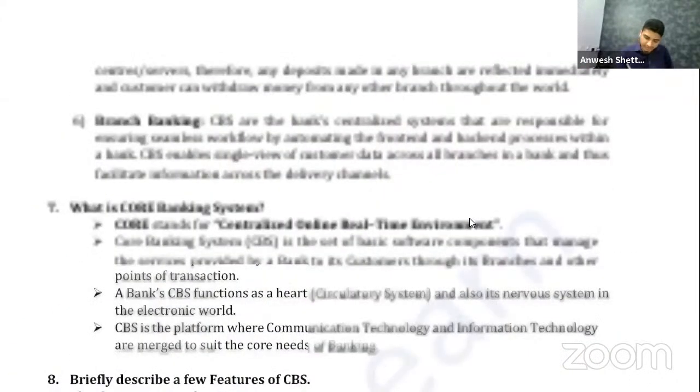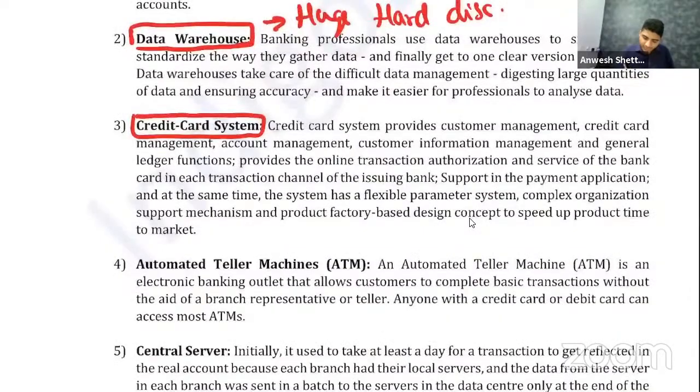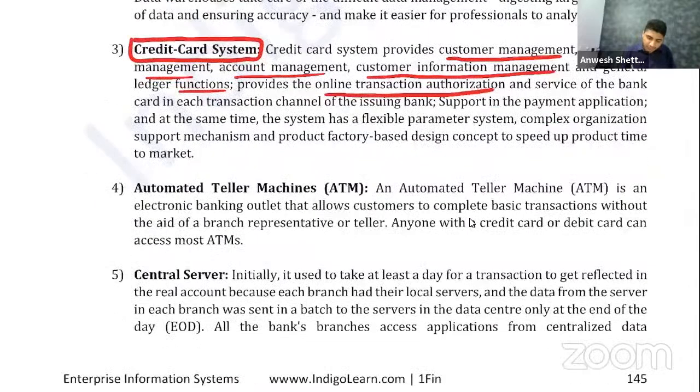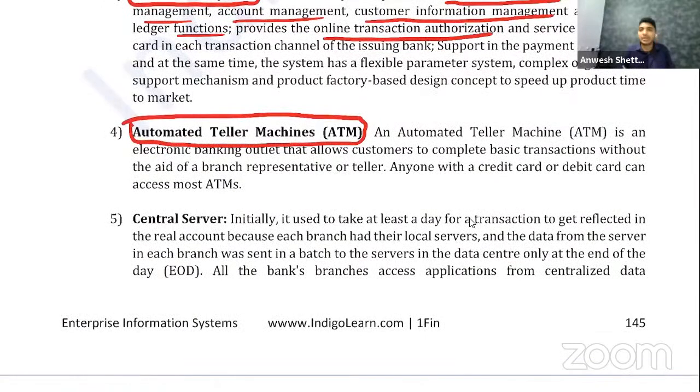So what is this credit card system? Credit card system provides customer management, credit card management, account management, customer information management, and general ledger functions. Provides online transaction authorization, which says, okay, whether the transaction is authorized or not. You are supposed to put your PIN. It would also say whether the PIN is proper or not. If it is not proper, transaction is declined. Okay. Next, one more module, one more small software which is connected is something called as automated teller machines.